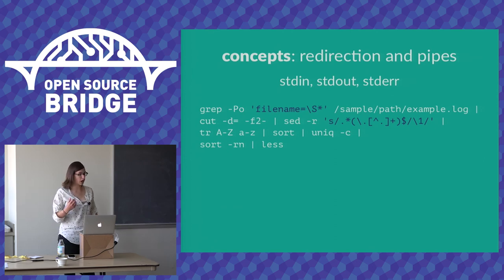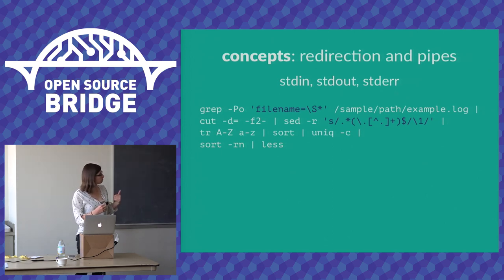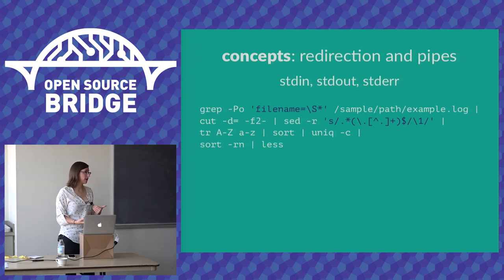So the things you would look for are called redirection and pipes, and those get into working with the standard in, the standard out, and the standard error, which is how things talk to each other, basically.